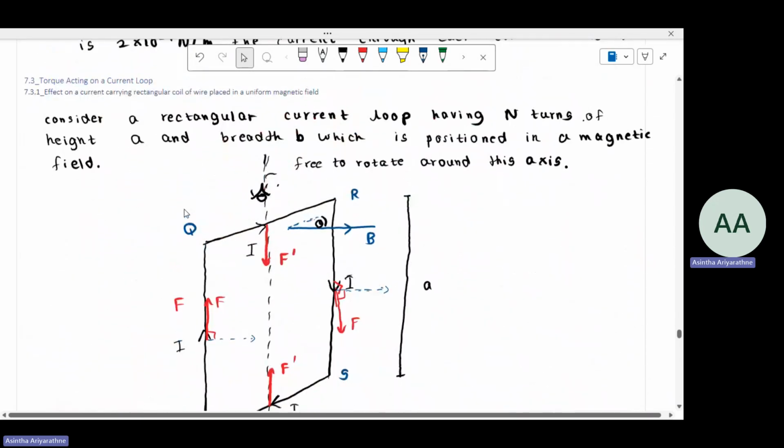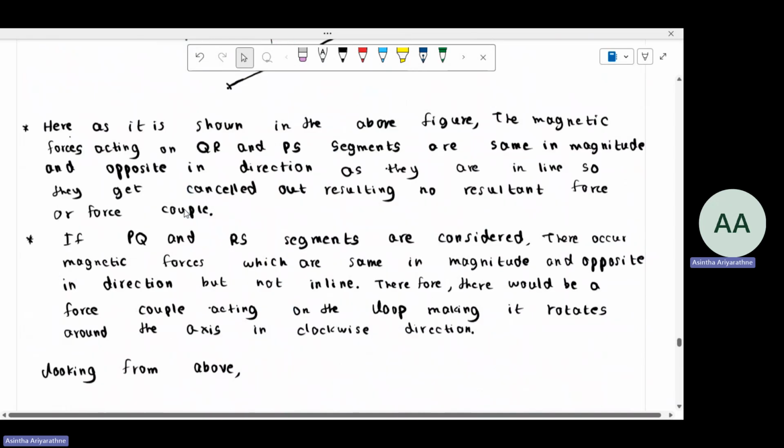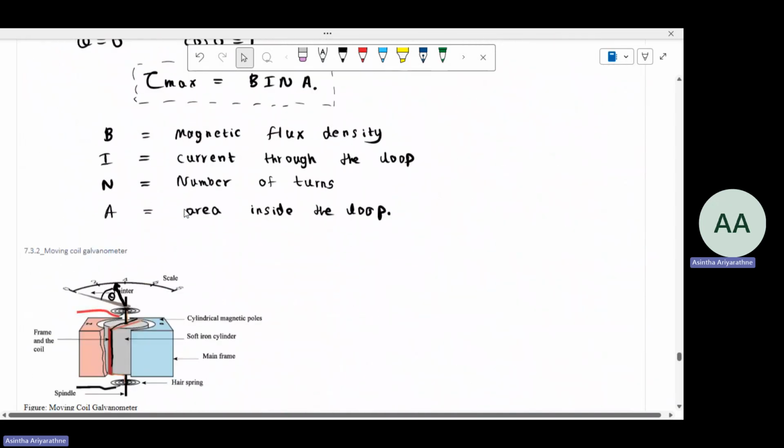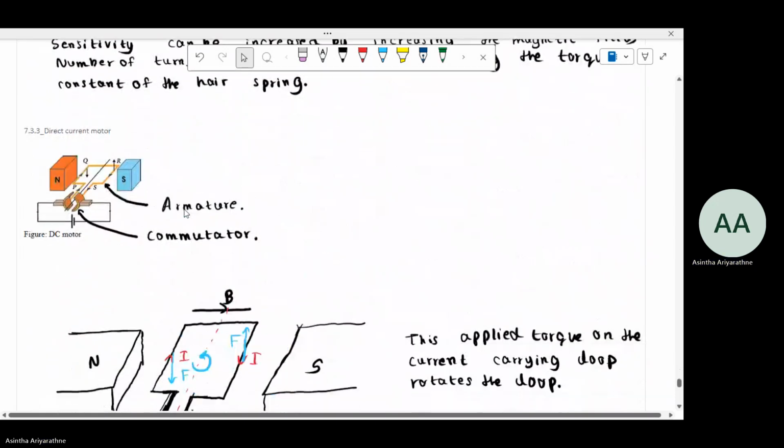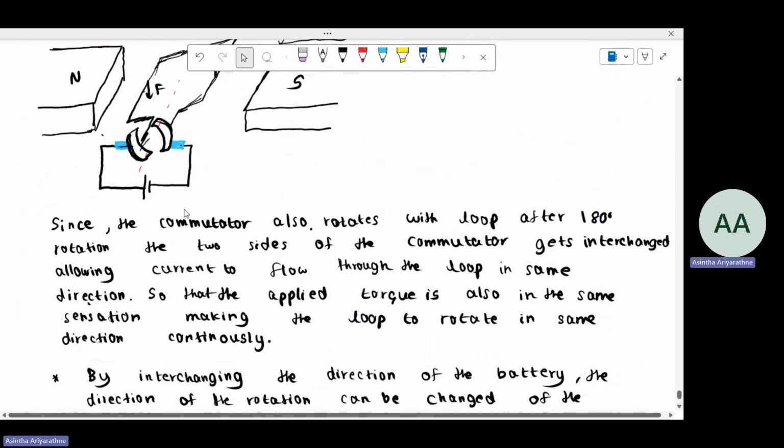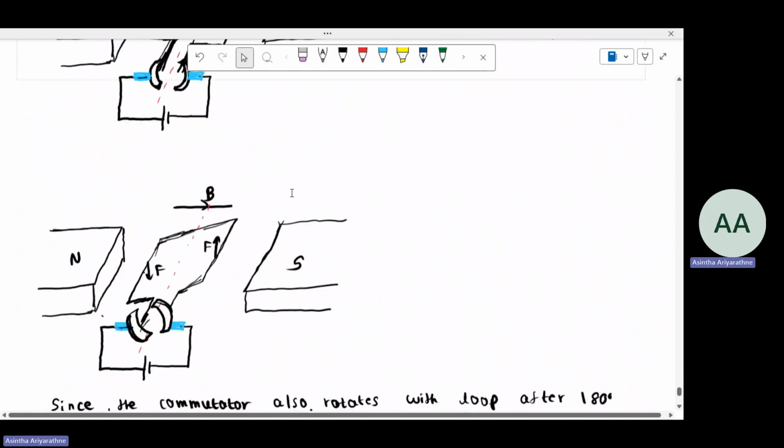Finally, the torque acting on a current loop, which is the basic governing mechanism behind the galvanometer and the DC motor. And so that is all about the magnetic field.